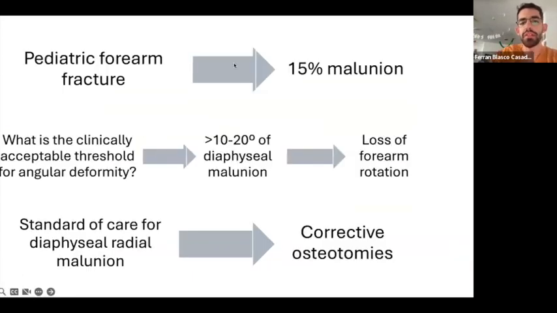So the problem here is that pediatric forearm fractures can lead to malunion in up to 15% of cases. And the first question we can ask ourselves is, what is the clinically acceptable threshold for angular deformity in forearm fractures? In the current literature, it has been shown that over 10 to 20 degrees of diaphyseal malunion can lead to a significant loss of forearm rotation. The standard of care for this situation nowadays is corrective osteotomy.